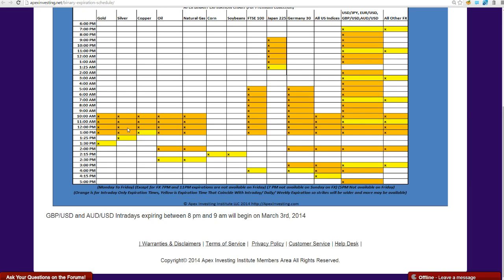Or in the afternoon, well, just about everything's available. Ags are pretty light. There's only one expiration. Okay, and that sort of reflects the market. Those are not very liquid futures either. So this just lets you know what's available to trade.